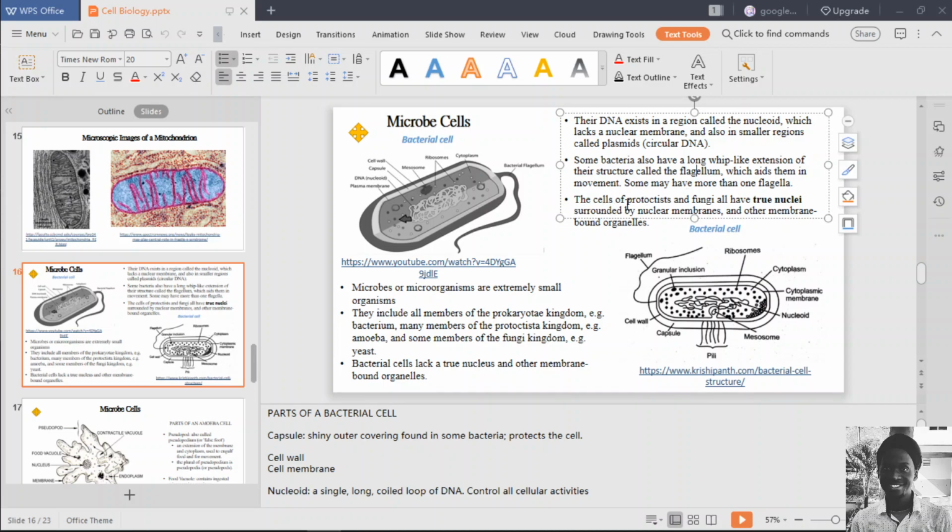The cells of Protoctista and fungi all have true nuclei. So they have these membrane-bound organelles and true nuclei. The DNA is surrounded by a nuclear membrane and other membrane-bound organelles.